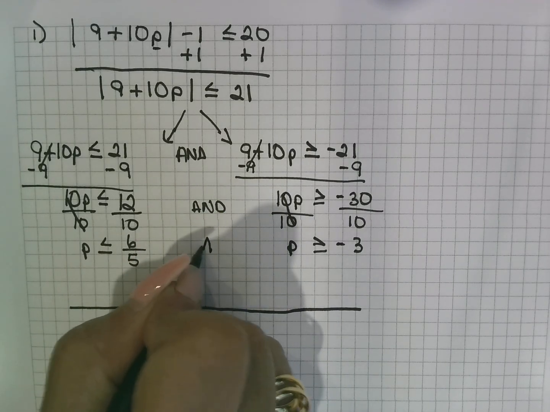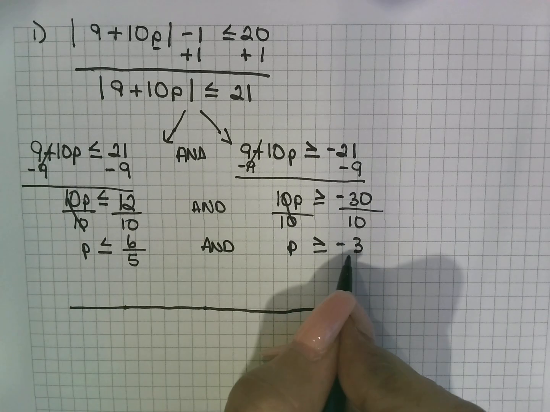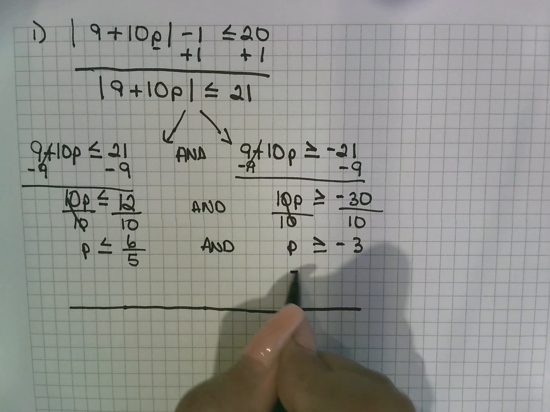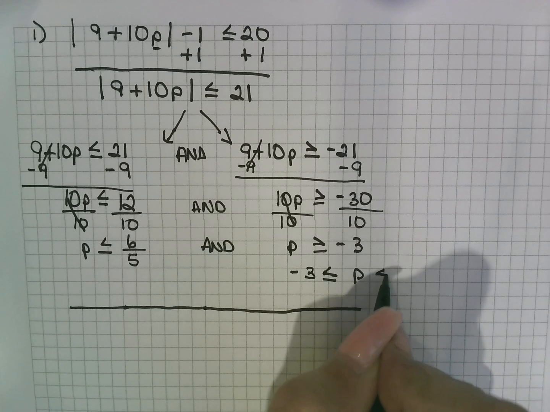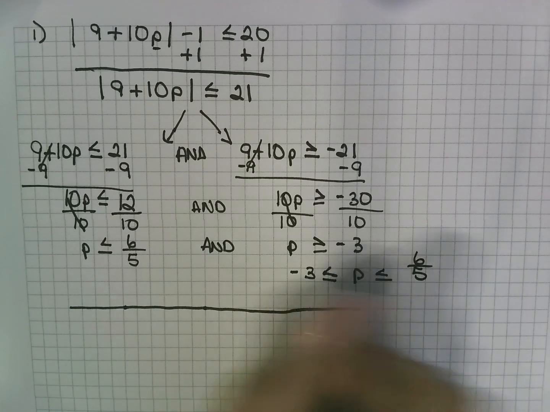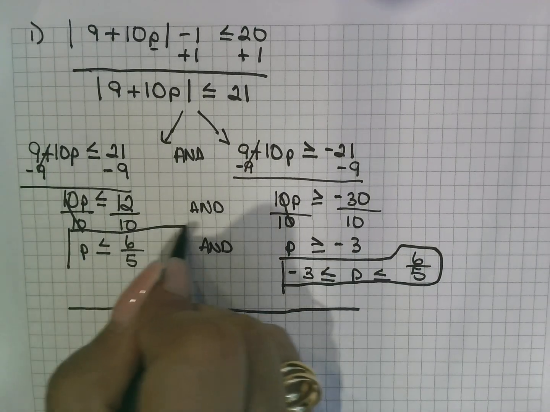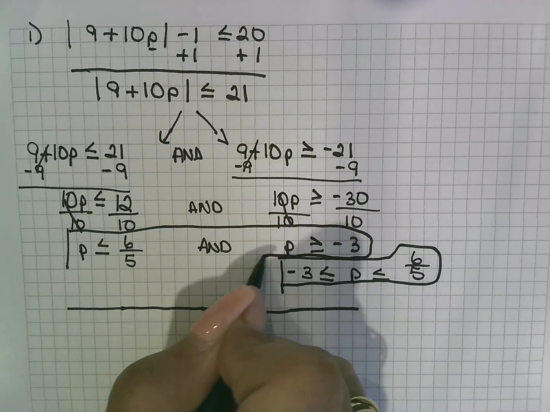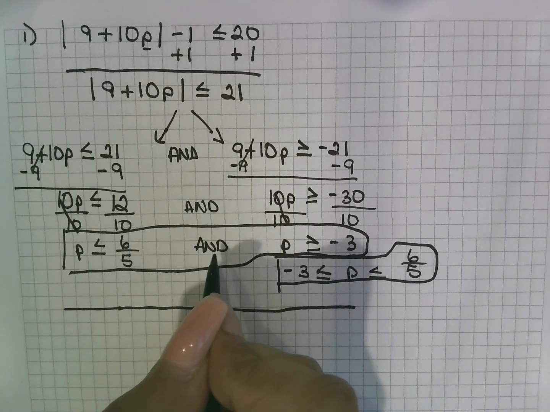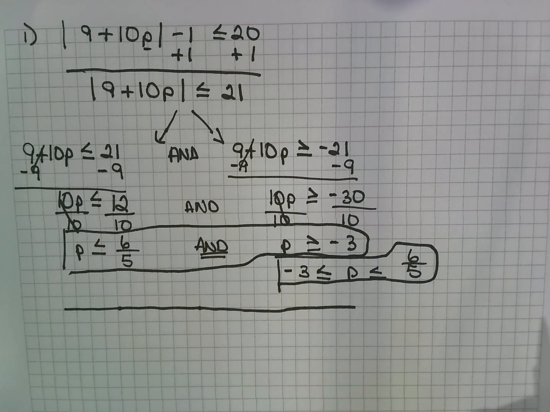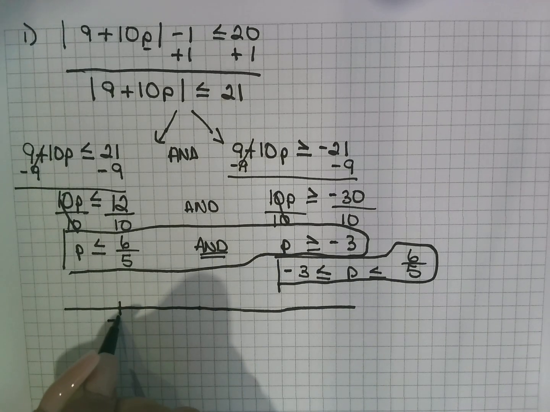Because this is an and compound inequality, we can actually put this together. The smallest value is negative 3, so we would put negative 3 less than or equal to p, which is less than or equal to 6 over 5. All right, you can write it like that, or you can write it like this. Now, if you do write it this way with the two separate inequalities, make sure you put your and statement.